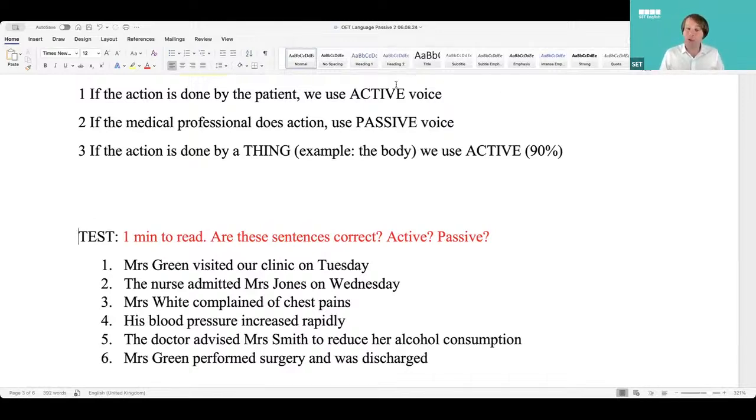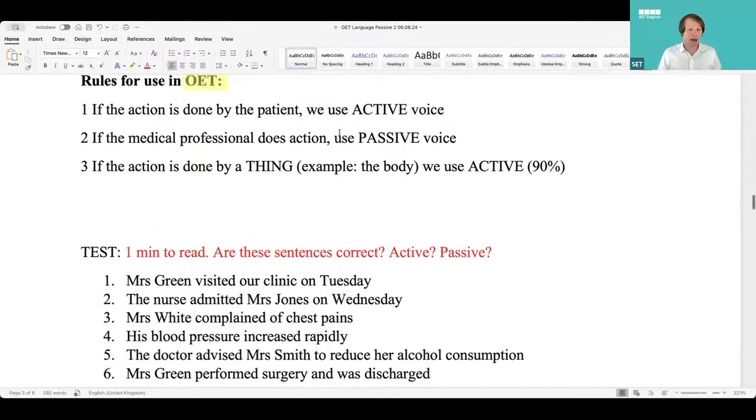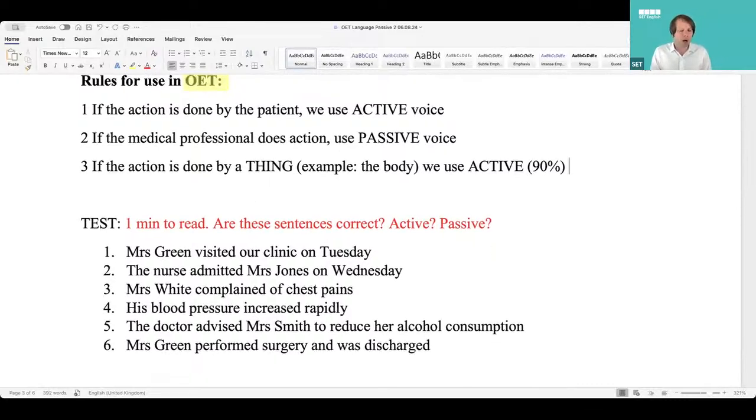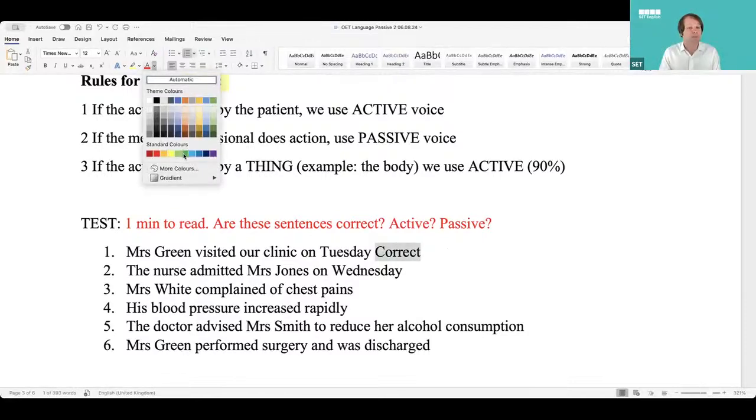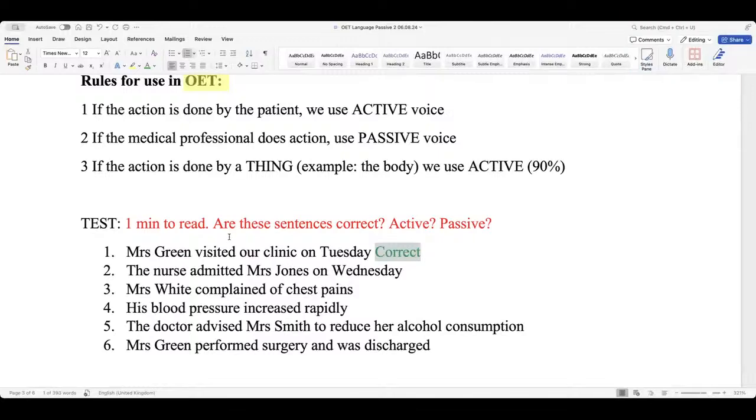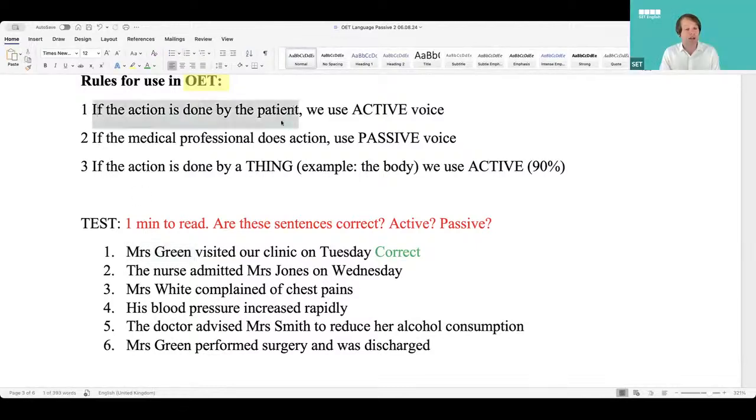See, it's easy, isn't it? It should be easy, really. It's not that hard when you follow my rules, okay? So I'm going to ask Marwa, is number 1 correct? Marwa, you can put your microphone on. Yes, correct. Why is it correct? It is active. The patient is the one who visits the clinic. Yeah, so the action is done by the patient.